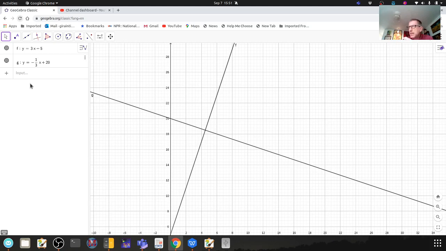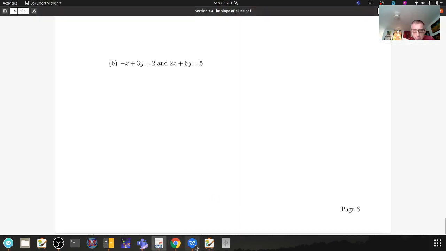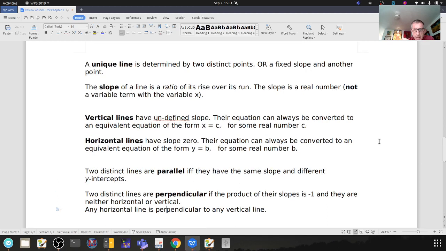So that's, I think, all we have for 3.4. Yes, it is. So again, I'll leave this up here for you for the last screen, just in case you want to jot it down or take a screenshot. Okay.